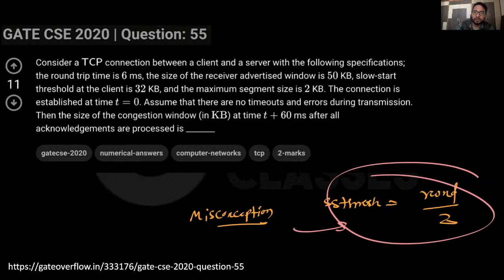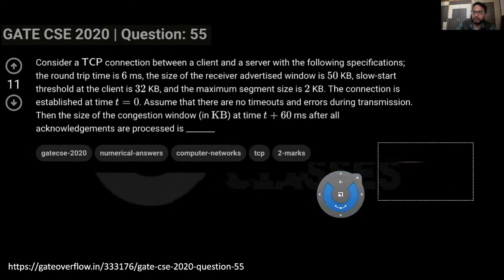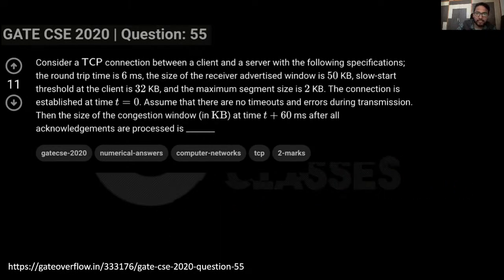Cool. Let's do this question. This question has been asked in GATE 2020 and this is a good question. Let's do it. They're saying that consider a TCP connection between a client and a server with the following specification.